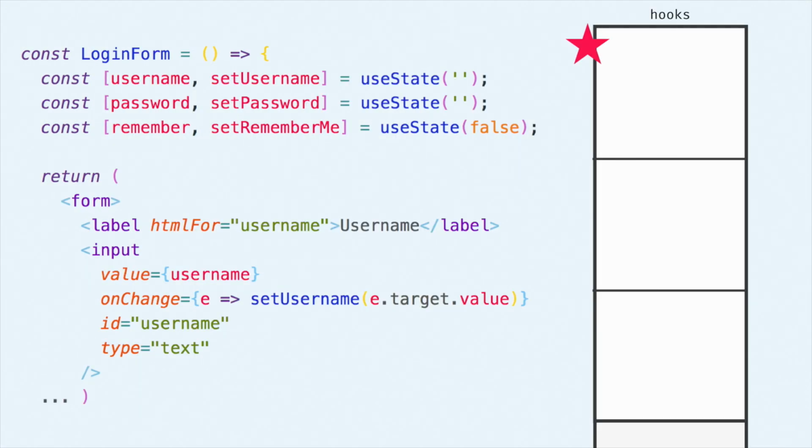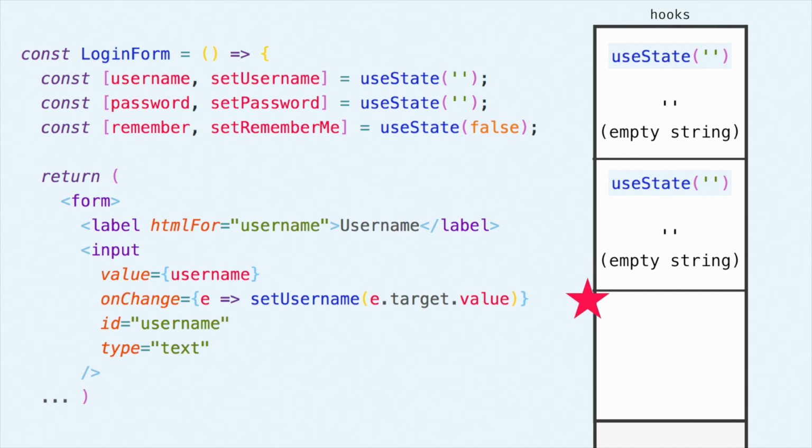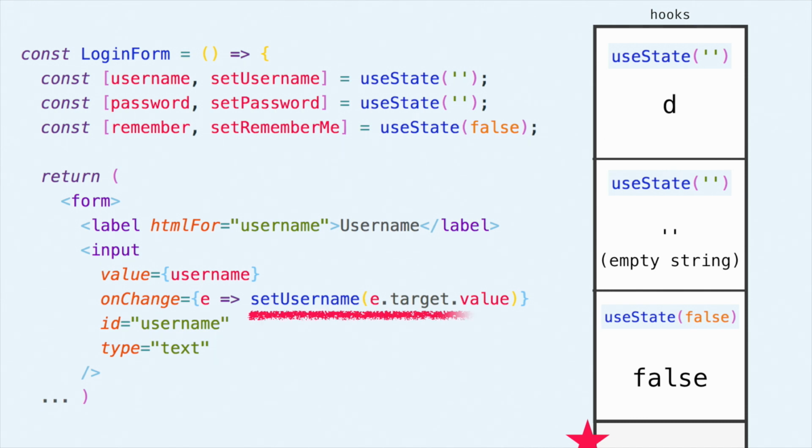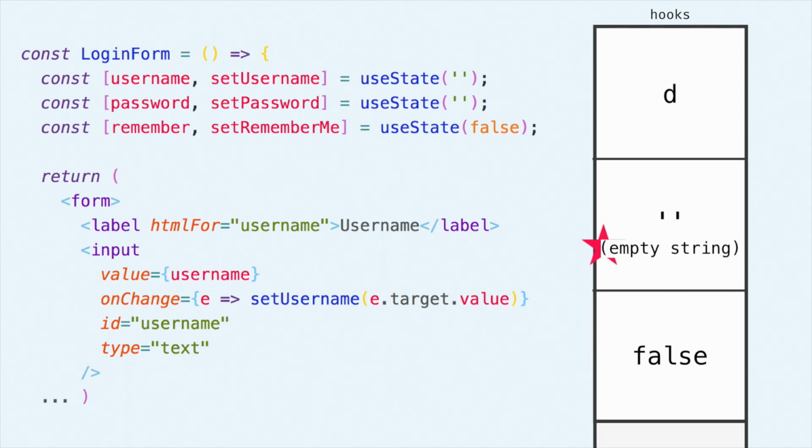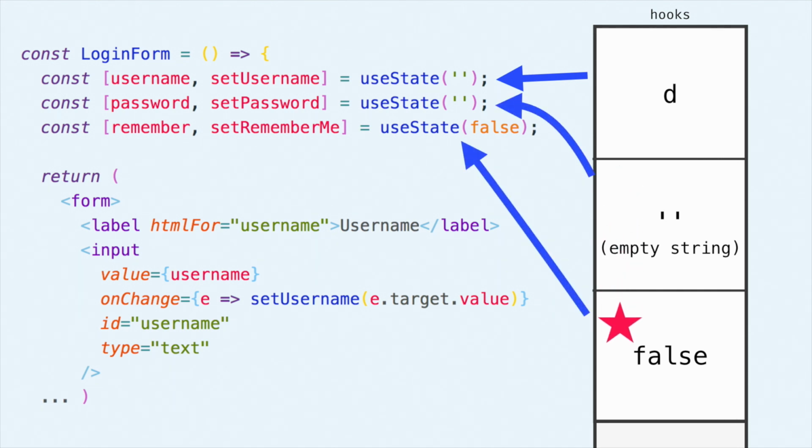So let's go through the same exercise. We've got this array. We initialized that index to the first item, and we run this first line. And so we initialize the first slot to an empty string for username, second slot, empty string for password, third slot is false for remember. And now let's say we type a D into the username field. So now we're going to call setUsername, right? And it's going to update that first slot to a D, and then re-render and reset the index again. So now we match them up again, right? So we pull out the D, put it in username, password is still empty, and remember is still false.